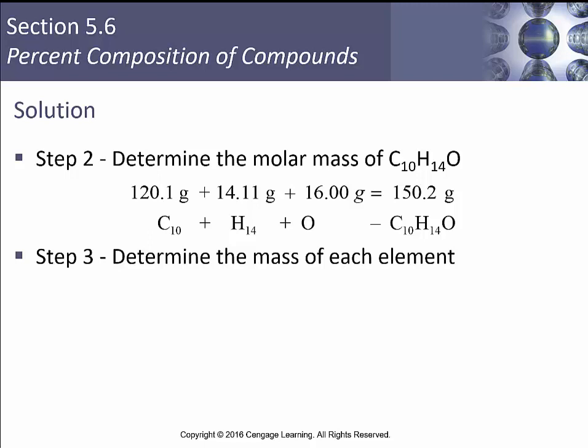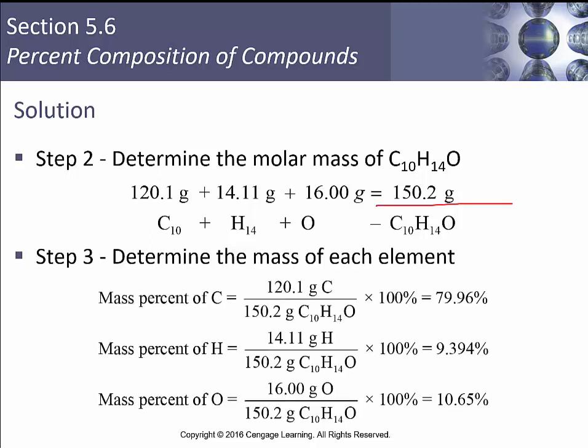That's going to give us our 10 carbons, 14 hydrogens, and our 1 oxygen, to give us the total of each kind of element in our molecule. Comes out as 150.2 grams. And I would have just done this step first, probably, and then figured it out directly from the atomic masses. Then determine the mass of each element. This is going to give us our denominator, basically.